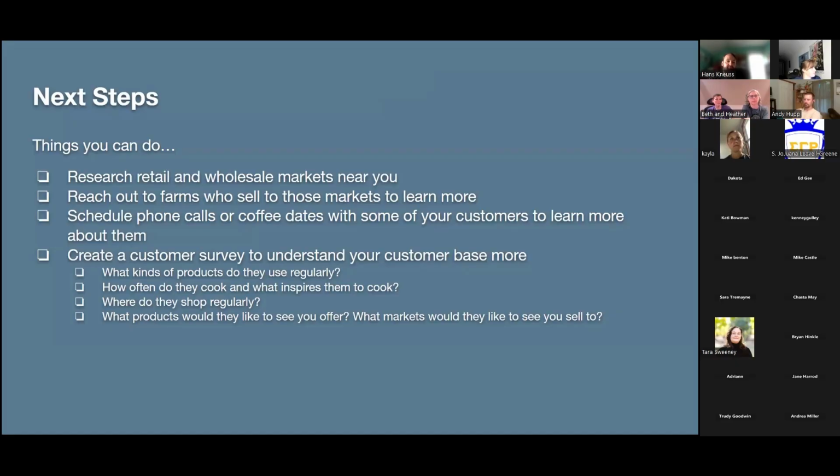And then create that customer survey. Ask these questions. What kind of products do they use? How often do they cook? What inspires them? Where do they shop regularly? And what products would they like to see you offer? What markets would they like to see you sell to? Obviously, you're not going to be able to accommodate everybody, but these are just some good starting points.